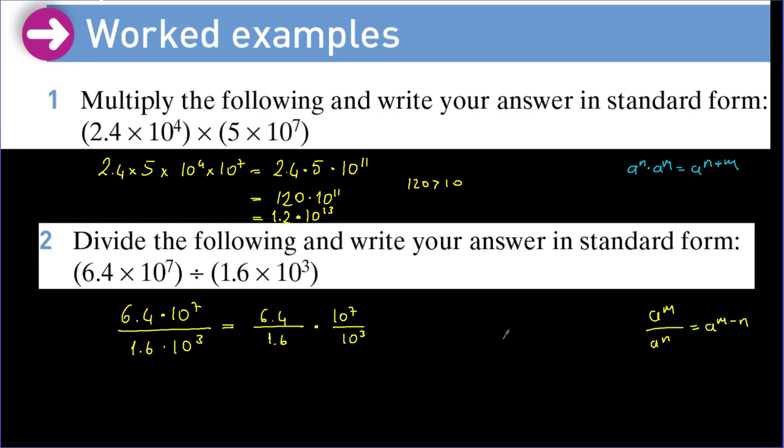So this part is going to be 10 to the power of 7 minus 3. But what should this one be? 6.4 divided by 1.6: 64 divided by 16 is equal to 4, so 6.4 divided by 1.6 is equal to 4 again. So we get 4 times 10 to the power of 7 minus 3, which is 4 times 10 to the power of 4, and this is the answer to the question.